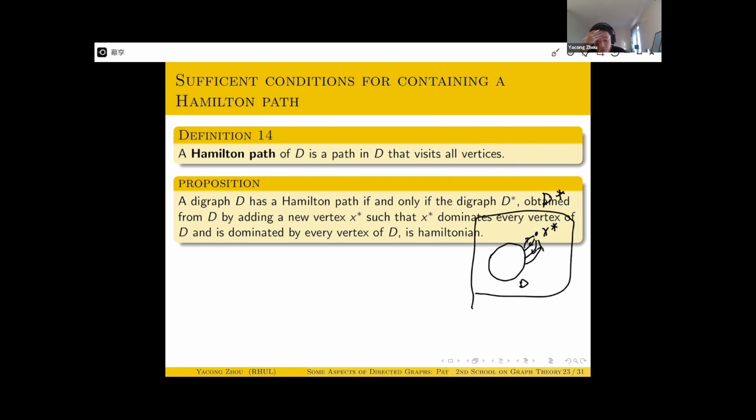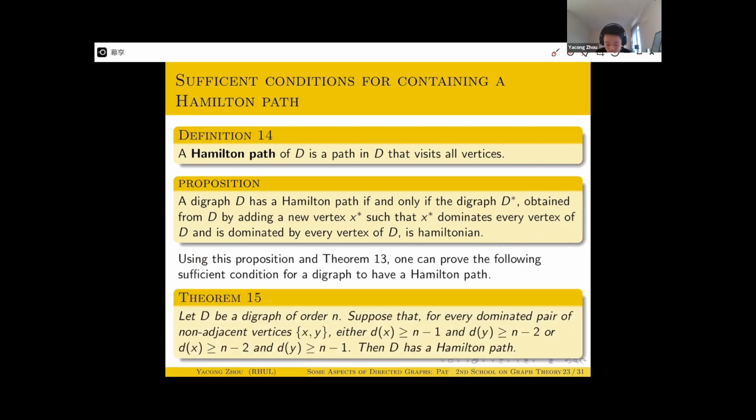And the proof of this proposition is quite straightforward. One just needs to observe that any Hamilton path in D together with X star will form a Hamilton cycle in D star. And from any Hamilton cycle in D star, we can obtain a Hamilton path in D by just deleting the vertex X star. Although this proposition is very simple, as we can see, one can use it to derive a sufficient condition for digraphs to have a Hamilton path from a sufficient condition for a Hamilton cycle, just like what I have just proved.